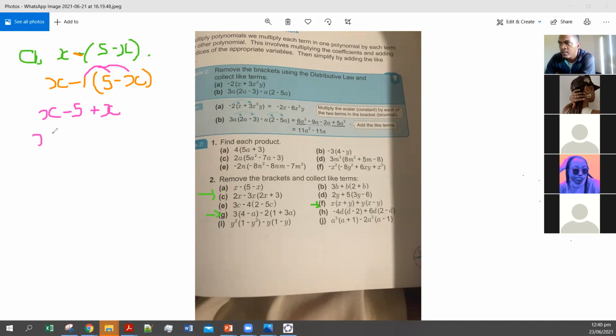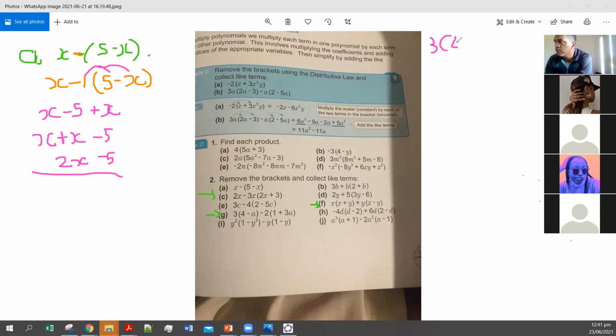So I have X plus X minus 5. X plus X is 2X minus 5. And you will see in your textbook, that is how they got 2X minus 5. All right. With number G, with G first, then we go to F. I hope that is clear, né? Yes, sir. Vicky. Yes, sir. Yeah. Yes.